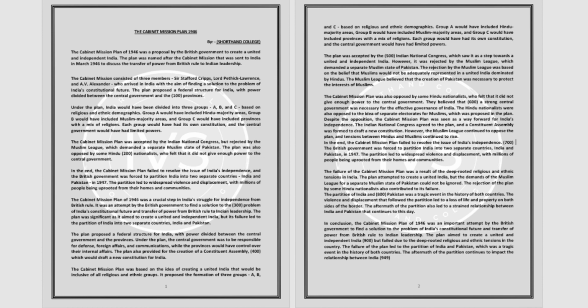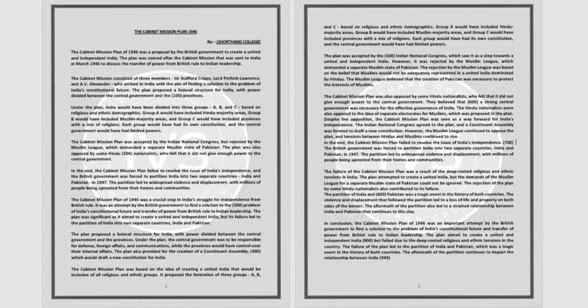The plan was significant as it aimed to create a united and independent India, but its failure led to the partition of India into 2 separate countries, India and Pakistan. The plan proposed a federal structure for India with power divided between the central government and the provinces. Under the plan, the central government was to be responsible for defense, foreign affairs, and communications, while the provinces would have control over their internal affairs.